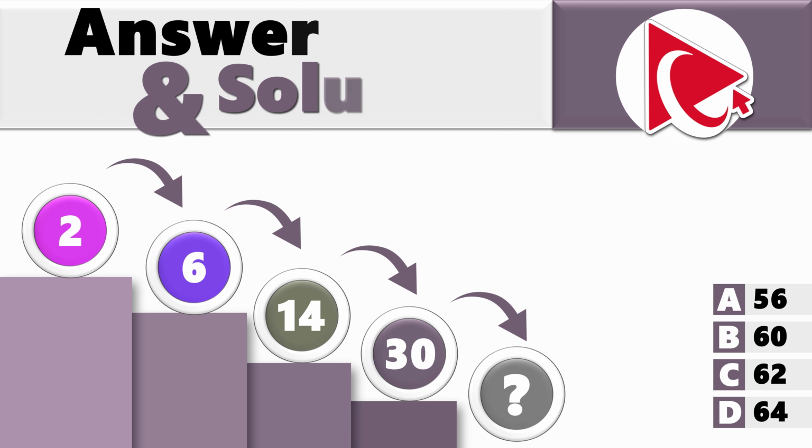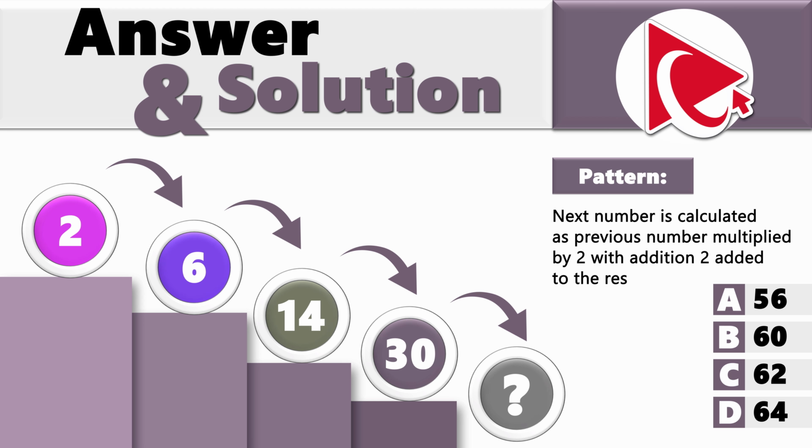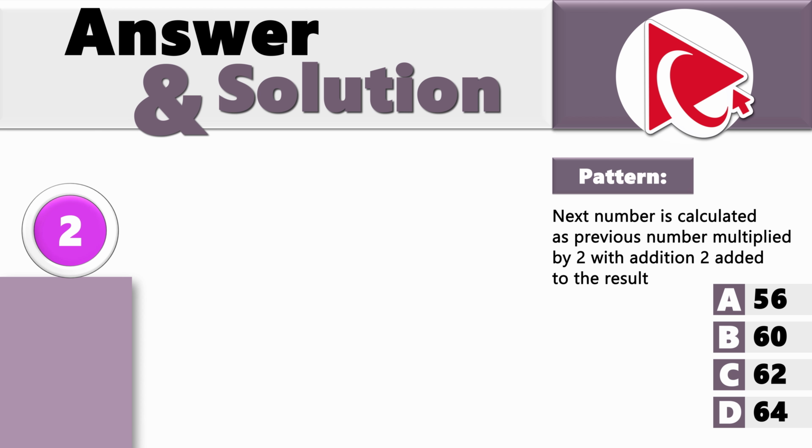To get to the answer for this particular question, you need to understand the pattern. The pattern here is that the next number is calculated as the previous number multiplied by 2 with the addition of 2 to the result. Let's look at the example. The number on the ball when it's on top of the stairs is 2.